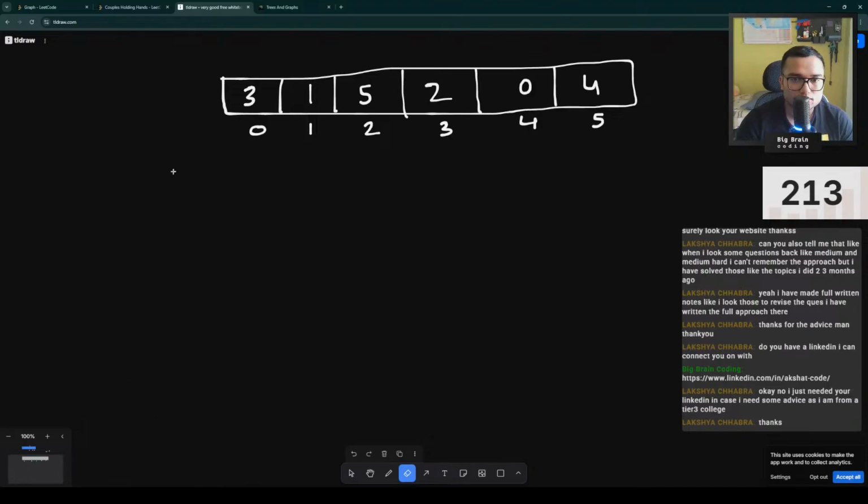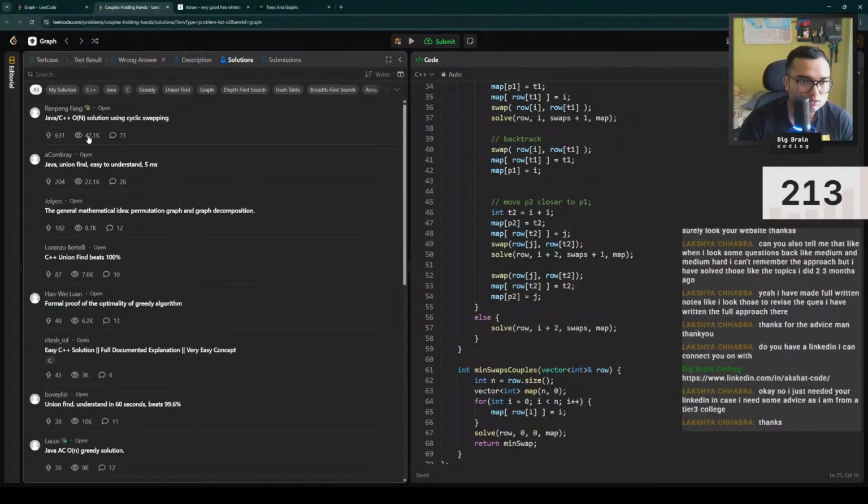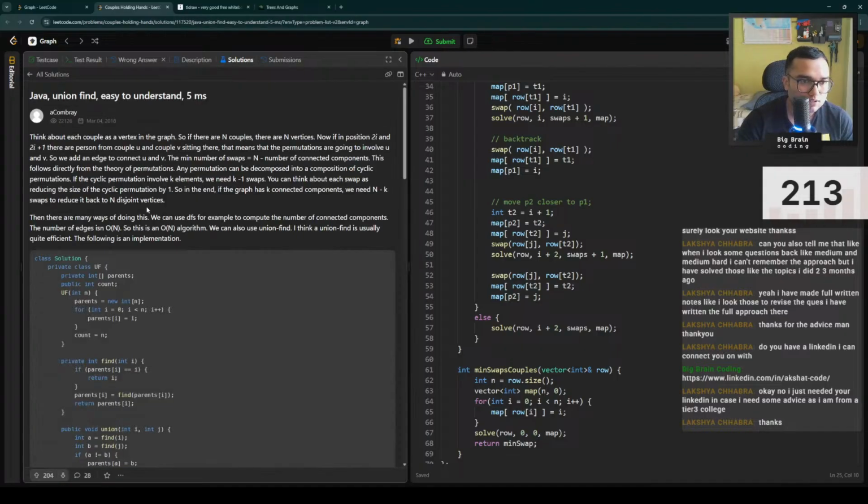Maybe I should look at the final solution, man, because this is getting... let's take a look. Using cyclic swapping. Java union find, easy to understand. Let's see how union find is working.